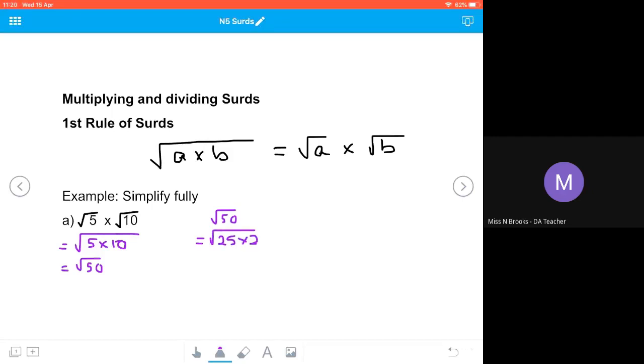So you can see now we're using the first rule of surds in its traditional way in order to split that into root 25 multiplied by root 2. And then we're going to square root our perfect square, and we're going to end up with 5 root 2. And that is root 5 times root 10, simplified fully, becomes 5 root 2.